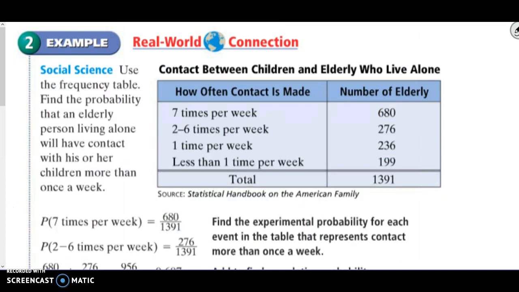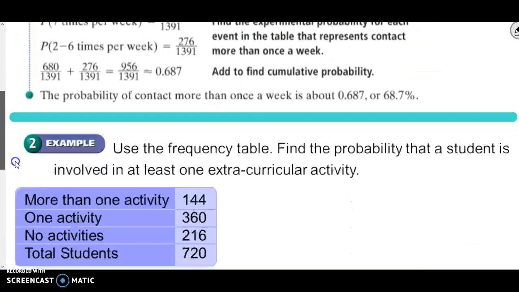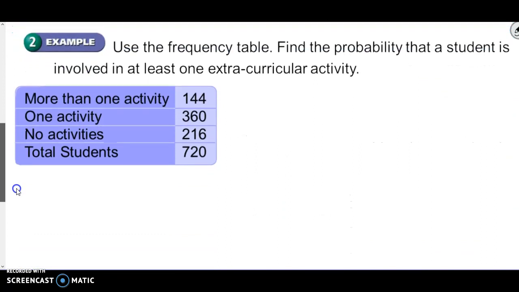Alright, now let's take a look at your second example. This one is finding the probability of a single event. I should be more specific, the experimental probability. Using the frequency table that they have given us here, it says find the probability that a student is involved in at least one extracurricular activity. So that at least is the key here. That means we need to look at one or more.